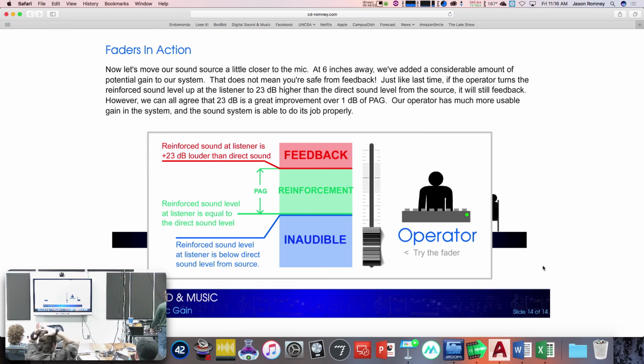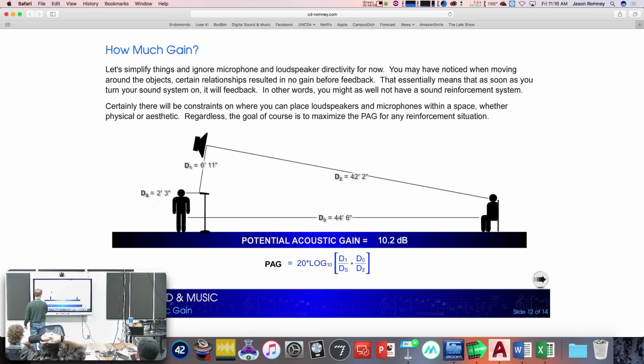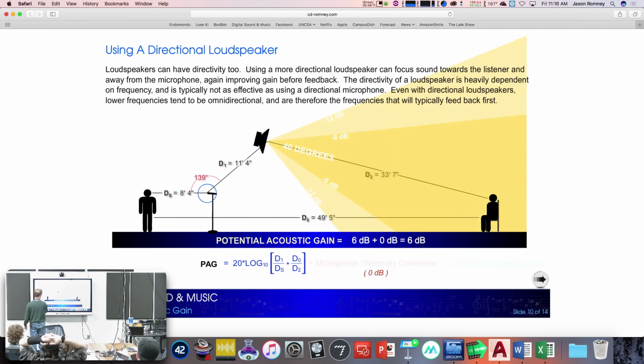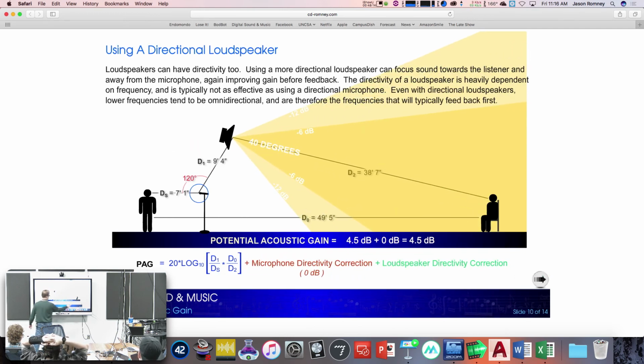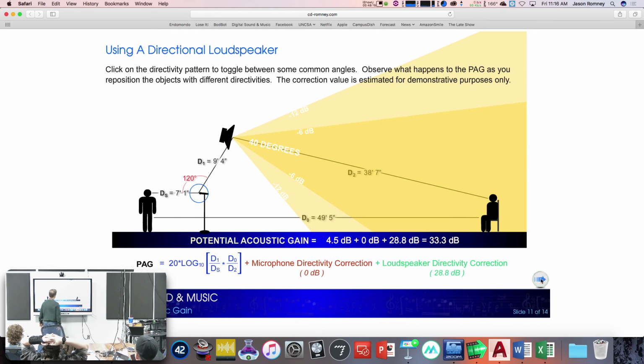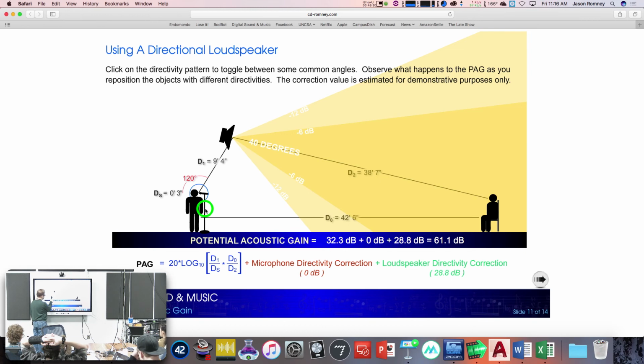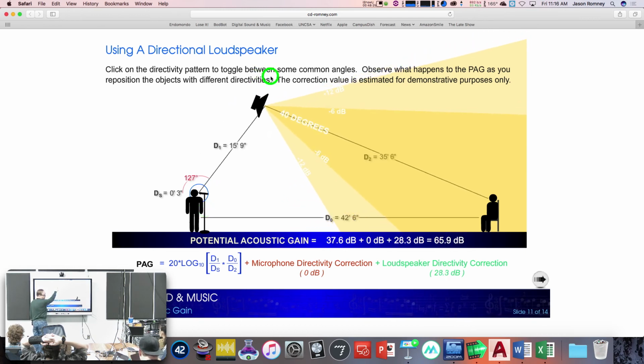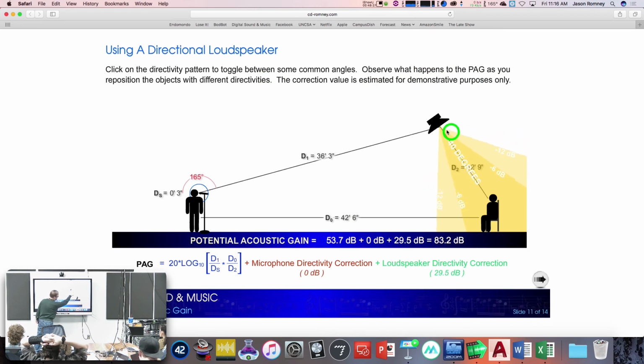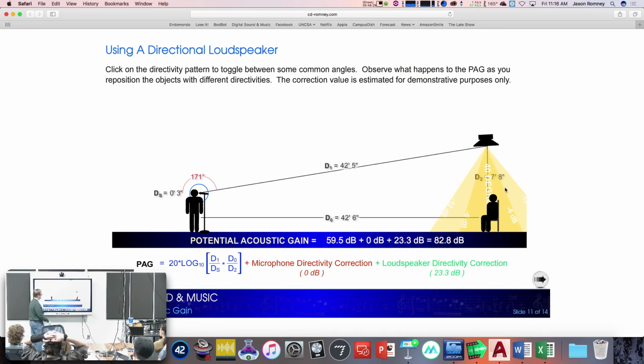So the take-home message here is that gain will go up if you can get the talker closer to the mic, and if you can get the loudspeaker farther away from the microphone and closer to the listener. Look at this. If I could do that and that, I'm at 83 dB of gain.